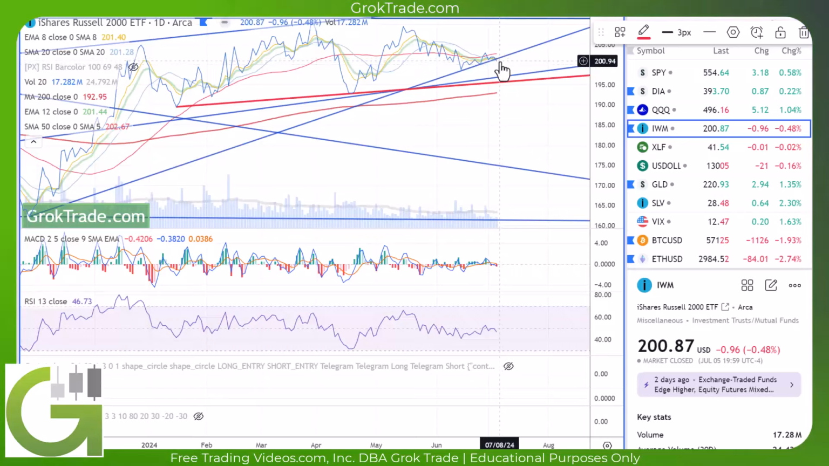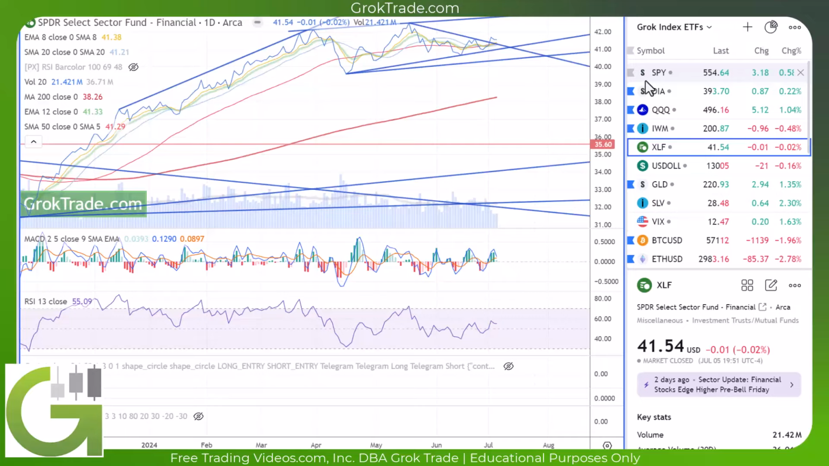You can see it's breaking on weakening volume. Guys, if the Russell small cap starts to take a nosedive, it's already relatively weaker. That is bad news. We're below these moving averages. See that? Moving averages acting as resistance, not support. But the financials, what's the financials doing?